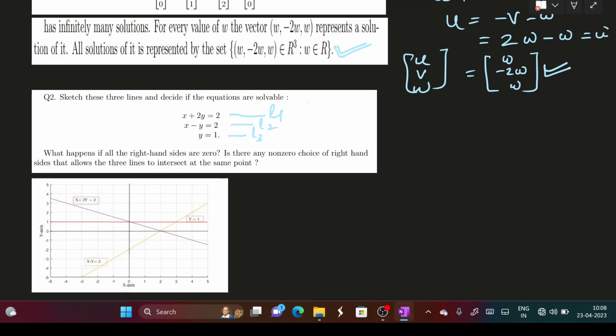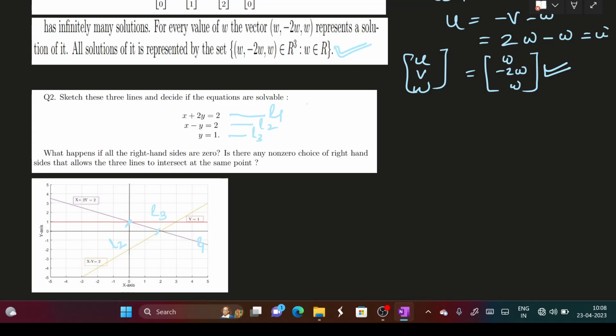So I will put x equal to 0, then y is equal to 1. Then y equal to 0, x equal to 2, and I will obtain the value y here, which is 1. So this is one point here, this is a point, and this is a point. So this represents my L1. Similarly, this straight line represents my L2, and this third line is L3.